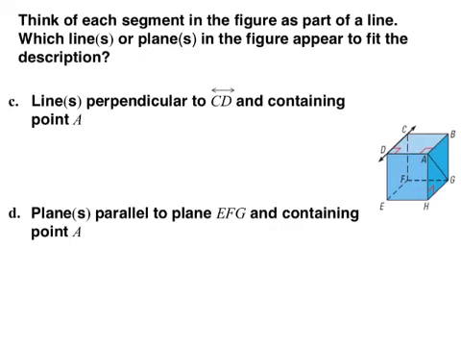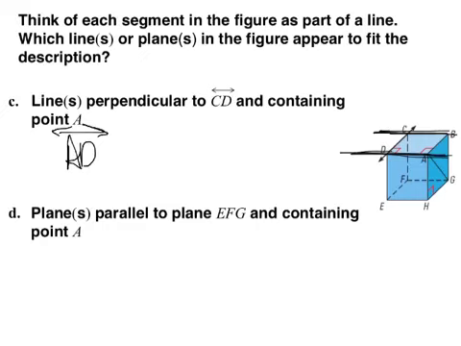Lines perpendicular to CD and containing point A. So here I have this line right here, which is perpendicular. This line is perpendicular, but that second line does not contain point A. So I just have line AD is perpendicular to CD and contains point A.